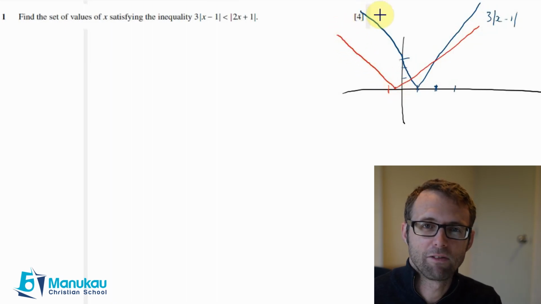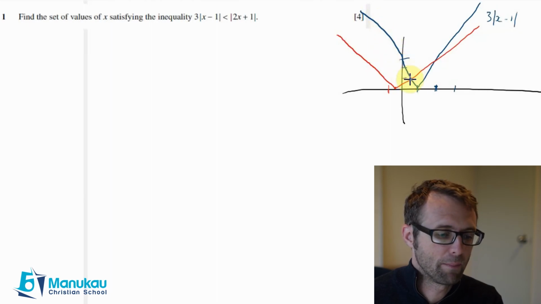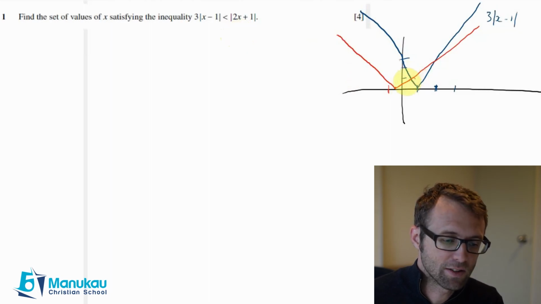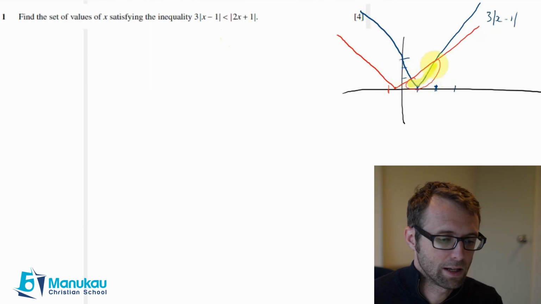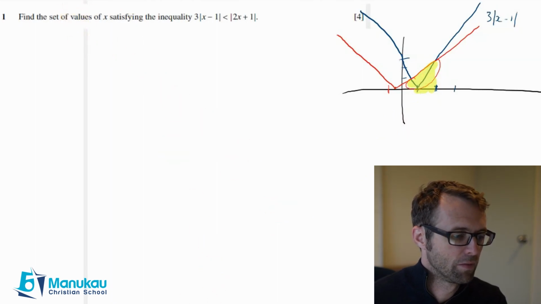Now this is really rough and it's not accurate at all. We could plot them more accurately if we wanted to, but we're being asked for the set of values that satisfy blue is less than red. And you can see that it's going to be this sort of area here. Maybe we could highlight that. So what we're looking to find is this area here. Where is that on the x-axis? Okay, so let's set about trying to figure that out now, I guess.